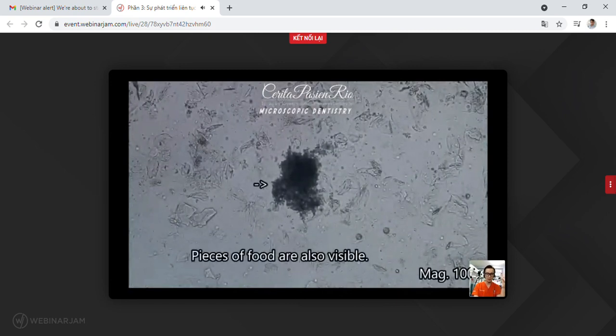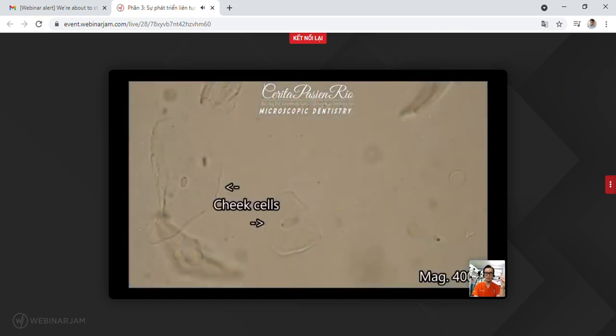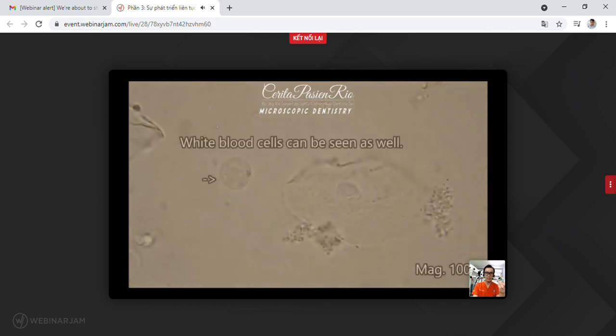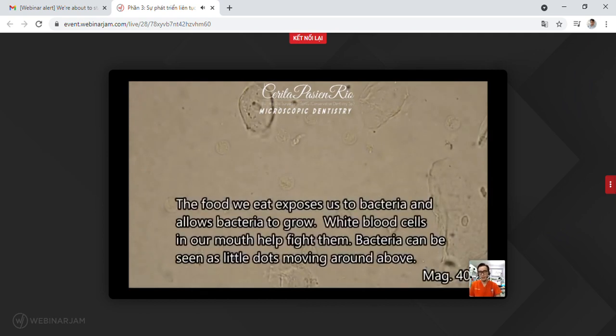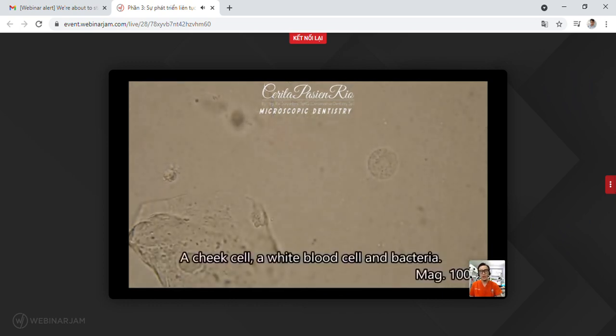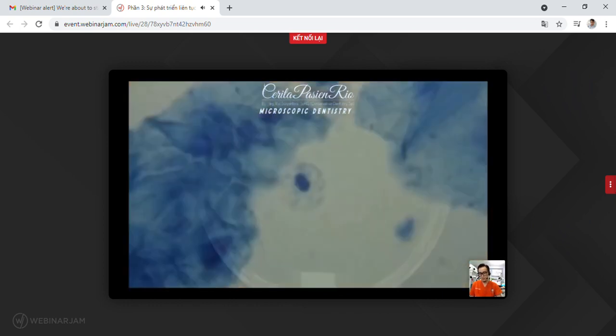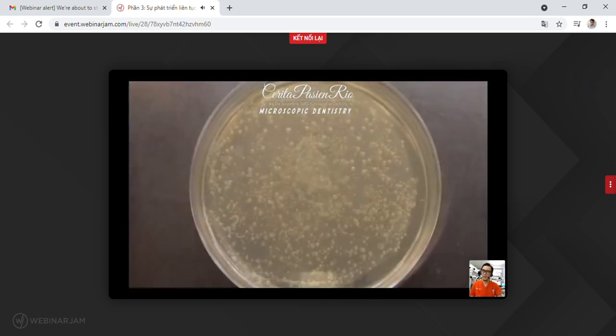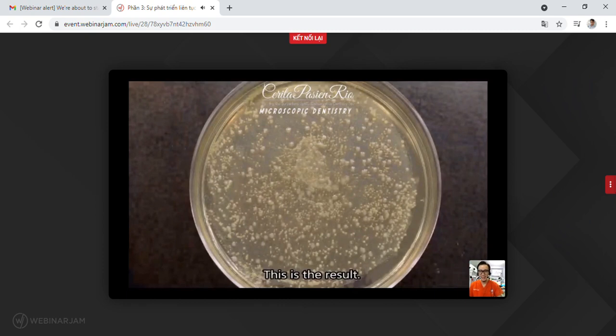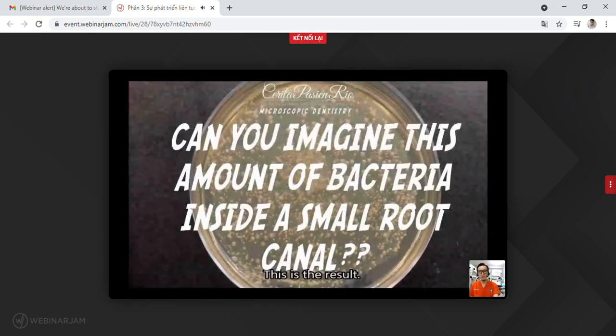Whenever saliva is taken from your mouth, as you can see here, we can see cheek cells, bacteria, epithelium, white blood cells, etc. The food may attract more bacteria because food is a source of energy. And what if we put a little bit of saliva into a petri dish? We can see lots, not a little, lots of bacteria growing in this petri dish. So can you imagine this amount of bacteria inside a small root canal?